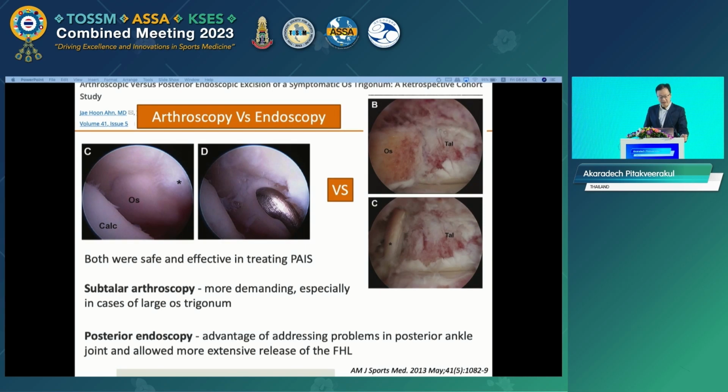Another group in Korea compared subtalar arthroscopy with posterior endoscopy in a retrospective cohort study. They found that both arthroscopy and endoscopy were safe and effective in treating posterior ankle impingement syndrome. But subtalar arthroscopy is more demanding, especially when the os trigonum is too large, as it is difficult to remove via the subtalar arthroscope. The posterior endoscope has an advantage in addressing problems in the posterior ankle joint and allows more extensive release of the FHL tendon.